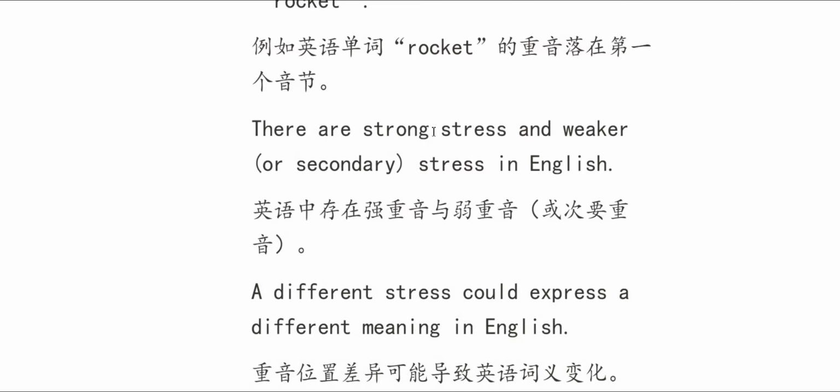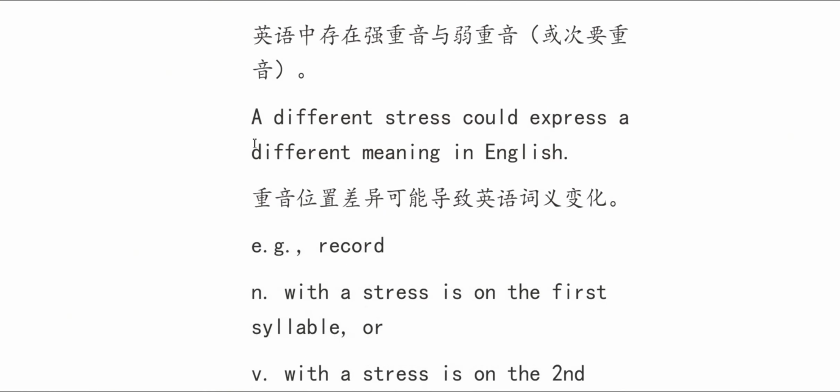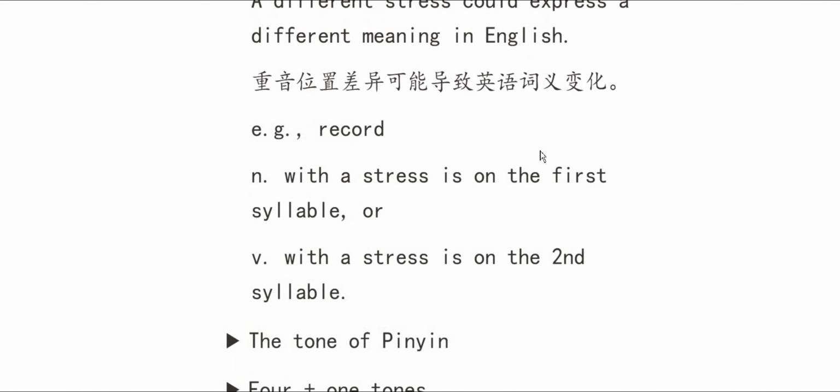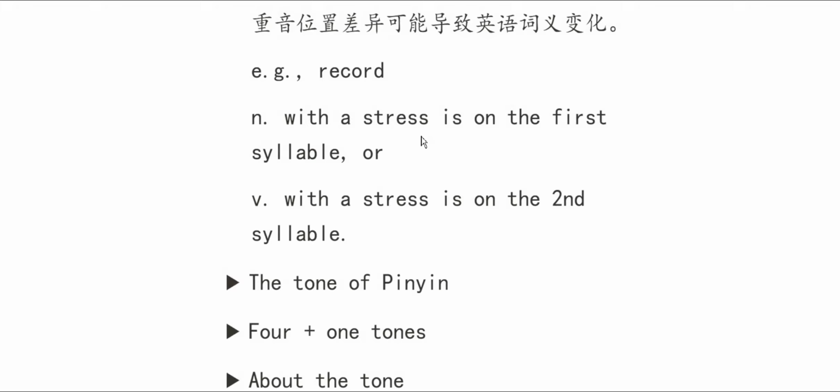There are strong stress and weaker or secondary stress in English. So a different stress could express a different meaning in English. For example, this English word, if we pronounce it as record, so the stress is on the first syllable. So its meaning is a noun, the record.